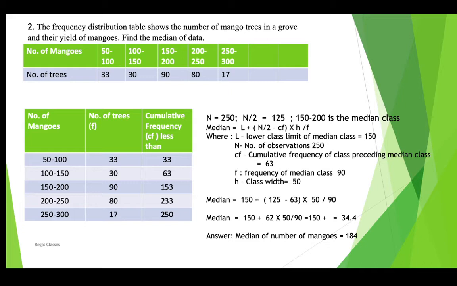125, which is n by 2, minus cumulative frequency 63 multiplied by class width, here it is 50, and divided by 90, which is the frequency of the median class. Just calculate and you have median number of mangoes is equal to 184.